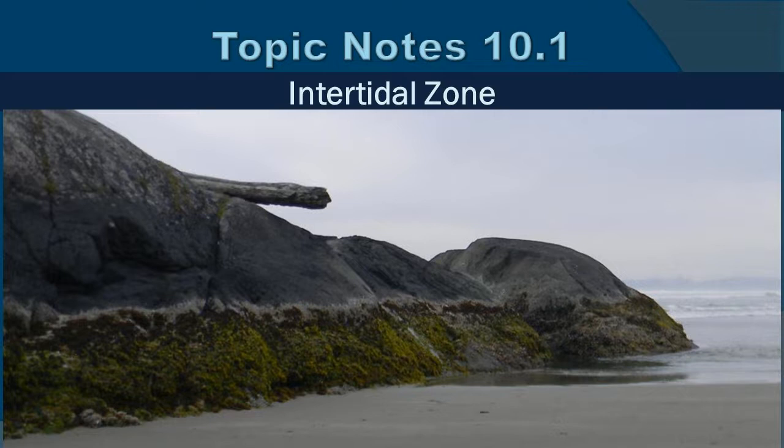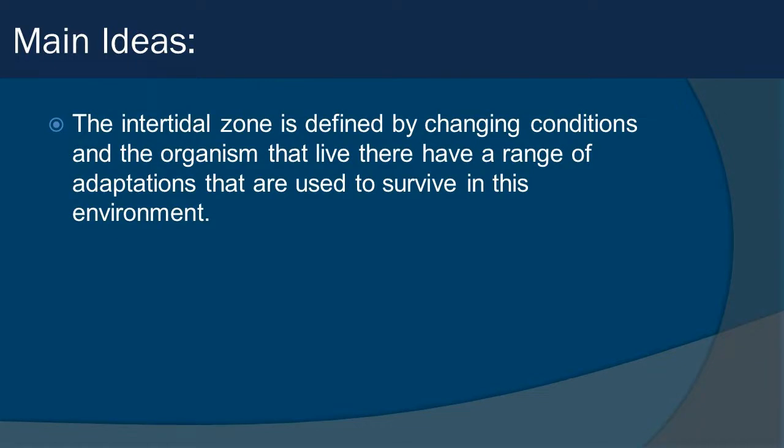We can also take a look at intertidal communities here in South Florida. The main idea today is that the intertidal zone is defined by changing conditions, and the organisms that live there have a range of adaptations that are used to survive in this environment.